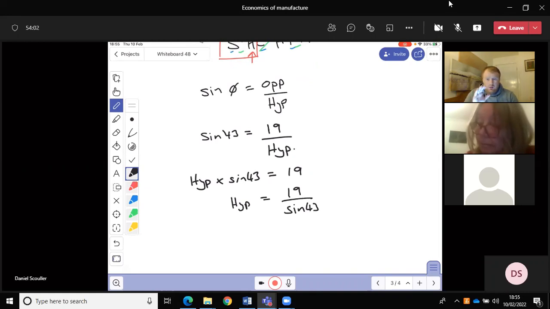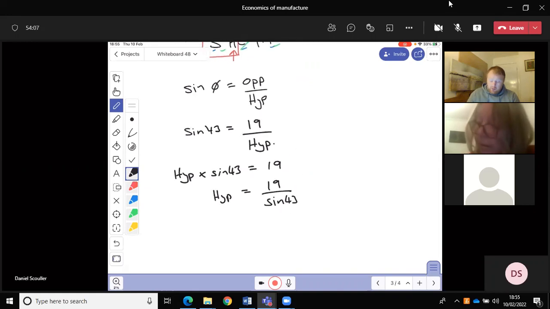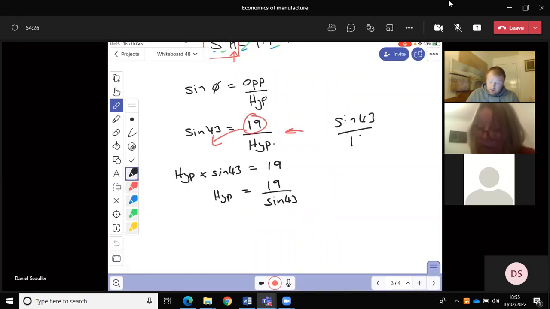Okay, does that make sense what I've just done there? Okay, so if we move that 19 across, what would happen if we at this stage move that 19 across? We would have sine 43 over 19 equals 1 over hypotenuse, which is just a bit of a riot of a sum. You want that hypotenuse on the top, that's why we do it that way.